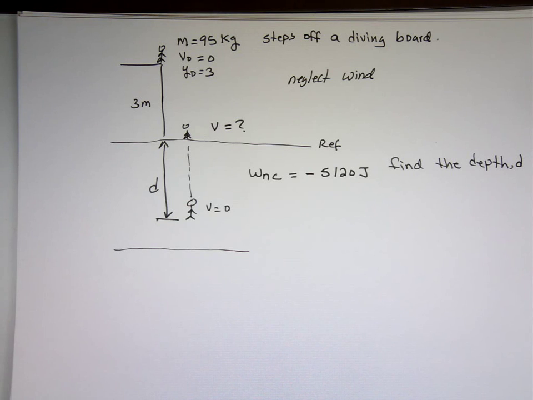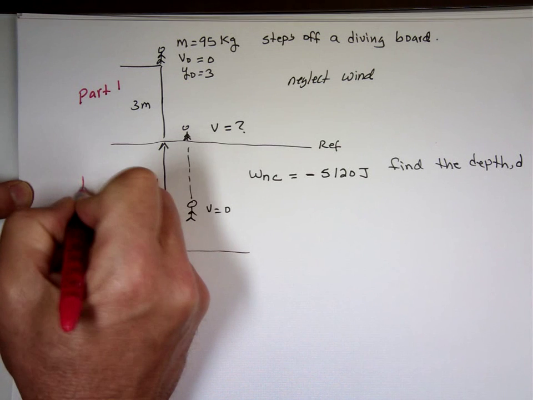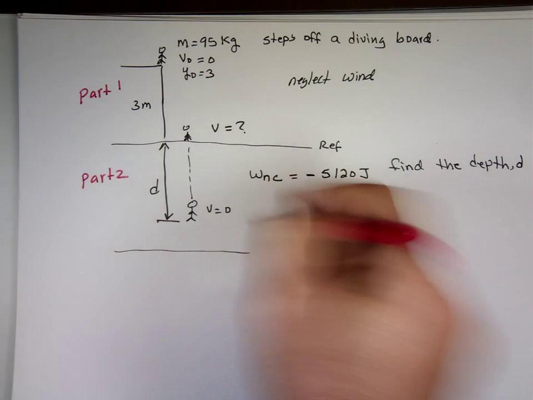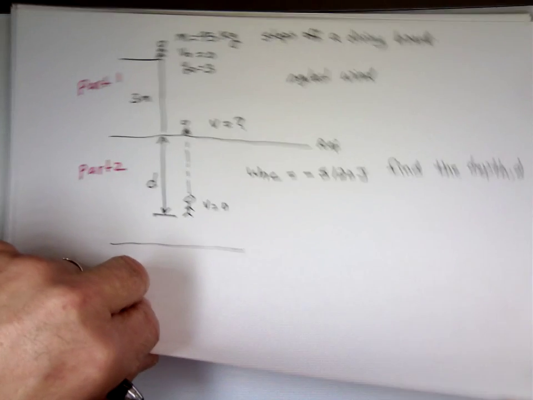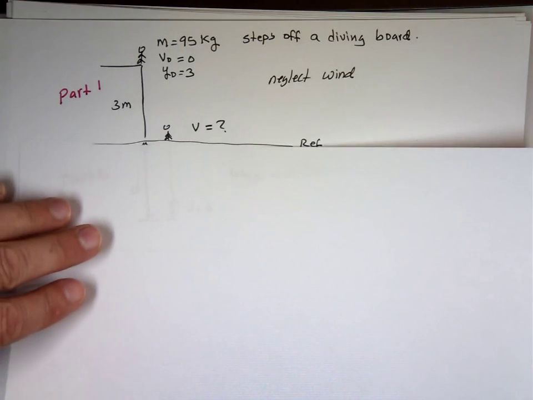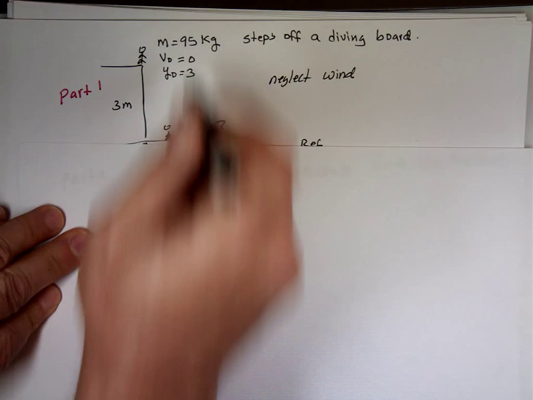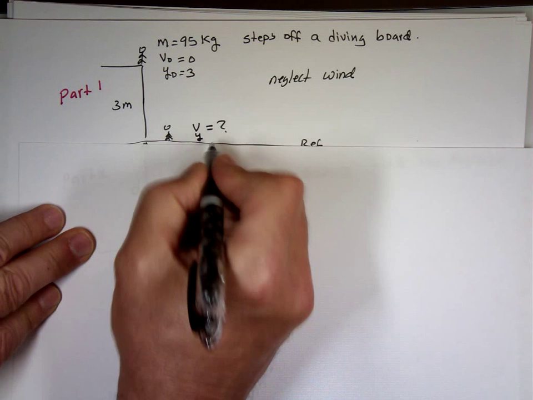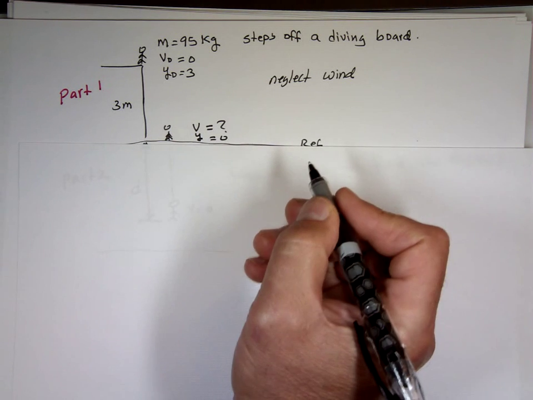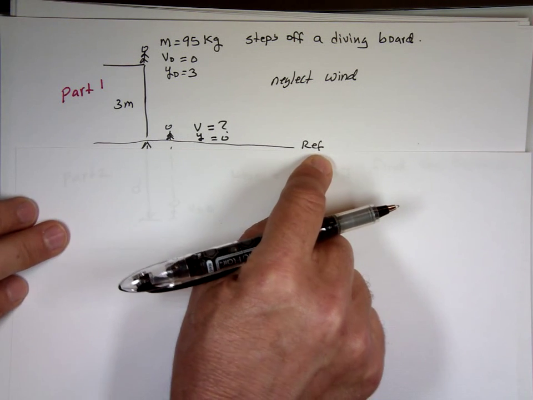So let's label this as part A: part 1 and part 2. This is part 1, and this is part 2. Let's not look at part 2 yet, let's just stay with part 1. This is what I know, this is my story. My question is, what was the velocity before he hits the water? Well, we know the height here is 0, if I use the water as reference.